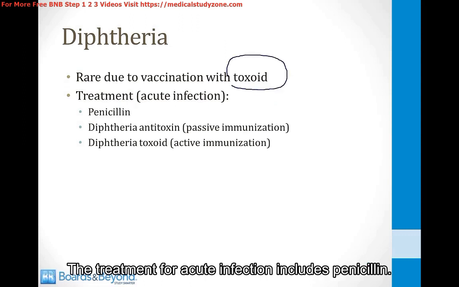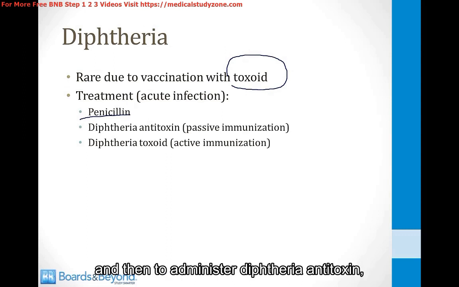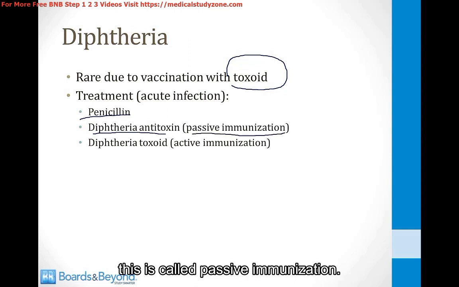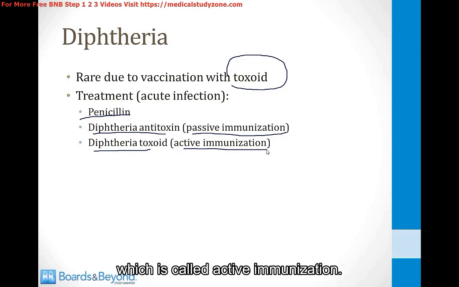The treatment for acute infection includes penicillin. This bacteria is generally sensitive to penicillin. And then you administer diphtheria antitoxin, which is called passive immunization. And then you also administer the toxoid vaccine, which is called active immunization.